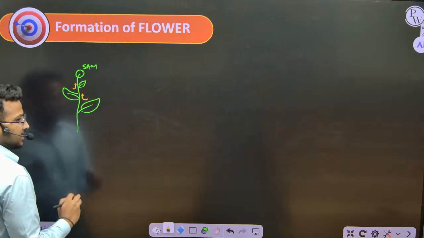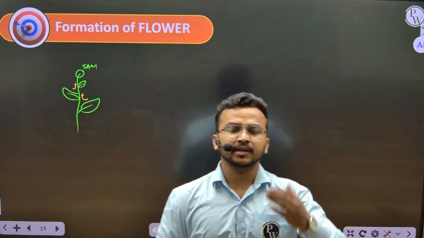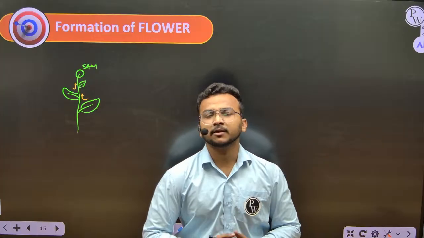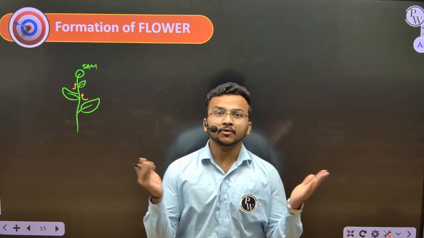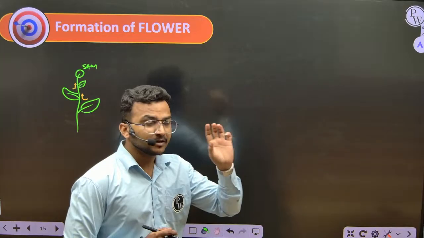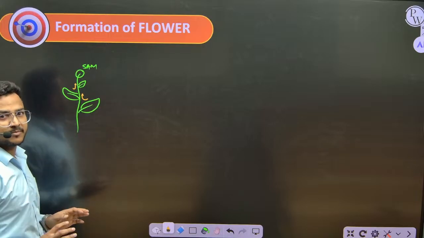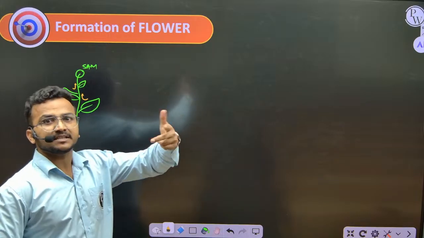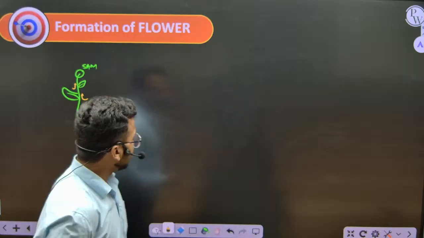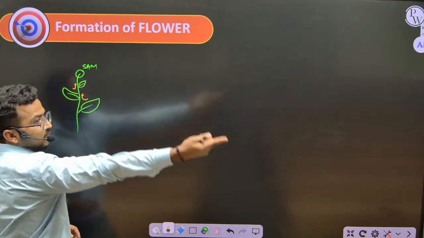So we know that hormones are nothing but what? In human physiology we have learned, and even in plant physiology, plant growth and development, we have learned this. Hormones are chemical messengers, the chemicals present in plants which carry some information to make changes in the plants. So the shoot apical meristem will turn into a flower.